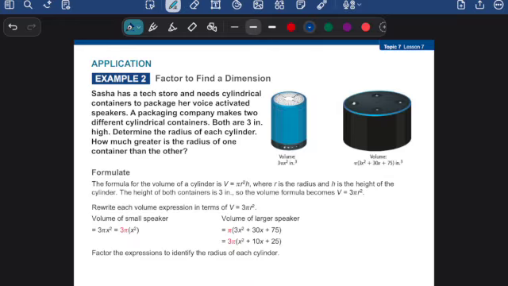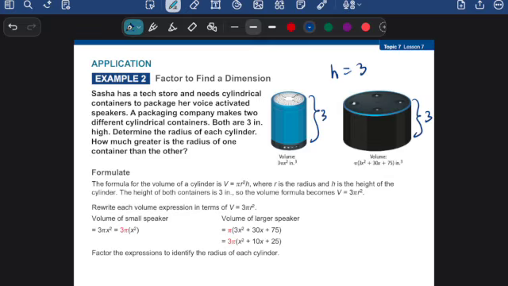Application problem, factor to find a dimension. So we're going to look at volume, and if we remember, volume has 3 dimensions, length times width times height. We're working with something cubed. Sasha has a tech store and needs cylindrical containers to package her voice-activated speakers. A packaging company makes 2 different cylindrical containers. Both are 3 inches high, so we know h is 3.